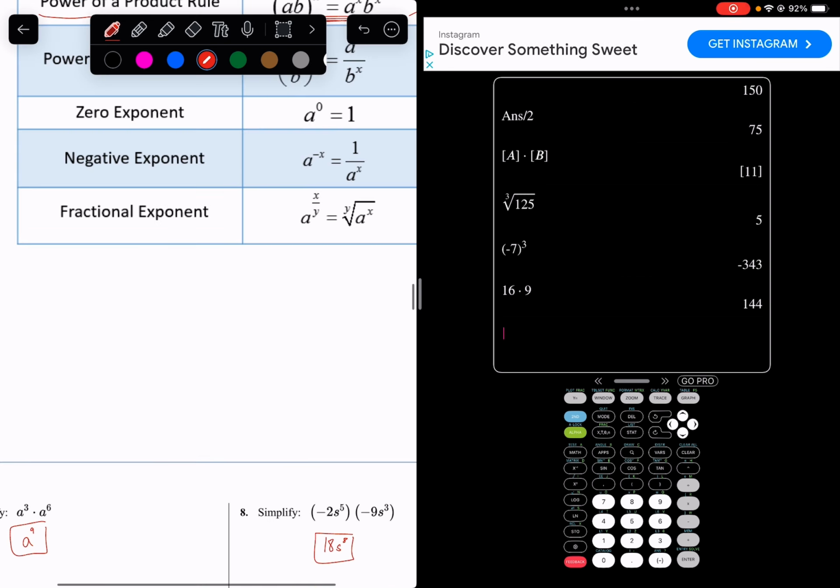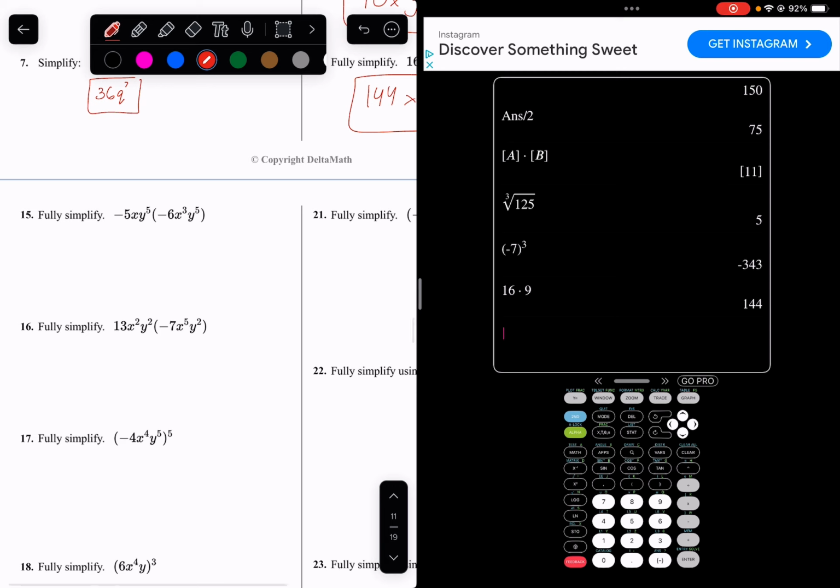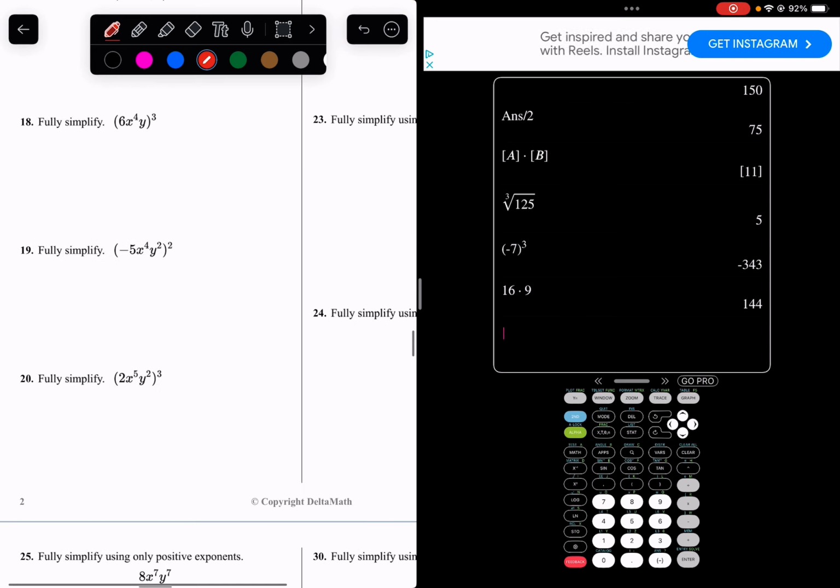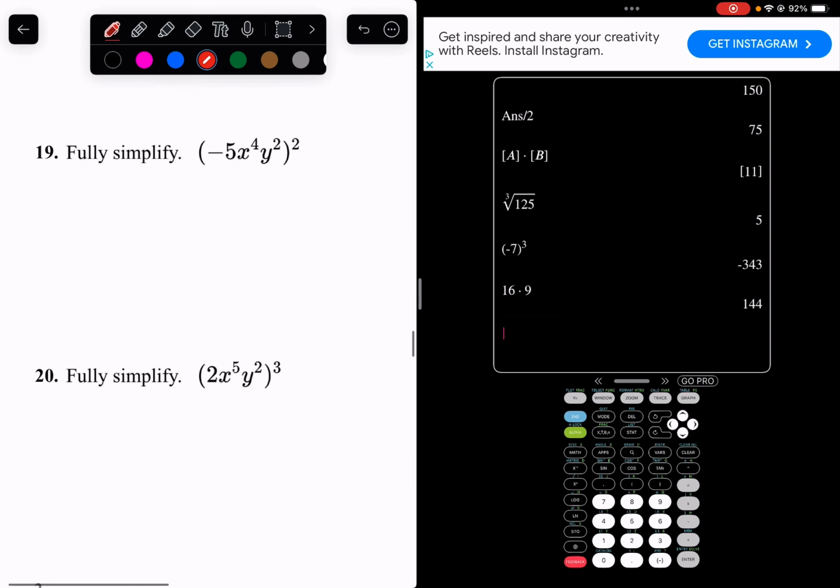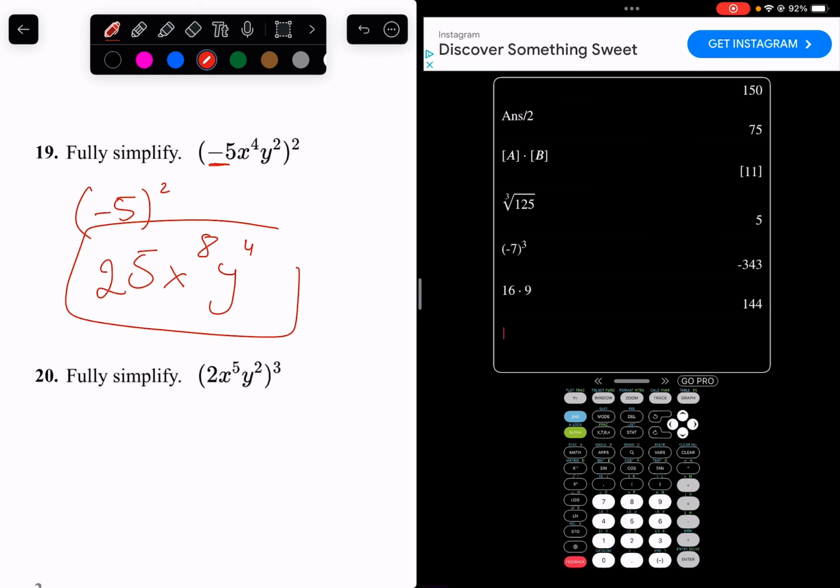All right, so we have things being multiplied, raised to a power here. Now, if you recall, remember I told you that you have to make sure that negative numbers, when you raise them to powers, you put them in parentheses. So we get negative 5 squared, which is going to give us a positive 25. And we get x to the 4th squared. When you raise a power to a power, you multiply, you get x to the 8th. And then we get y to the 4th.